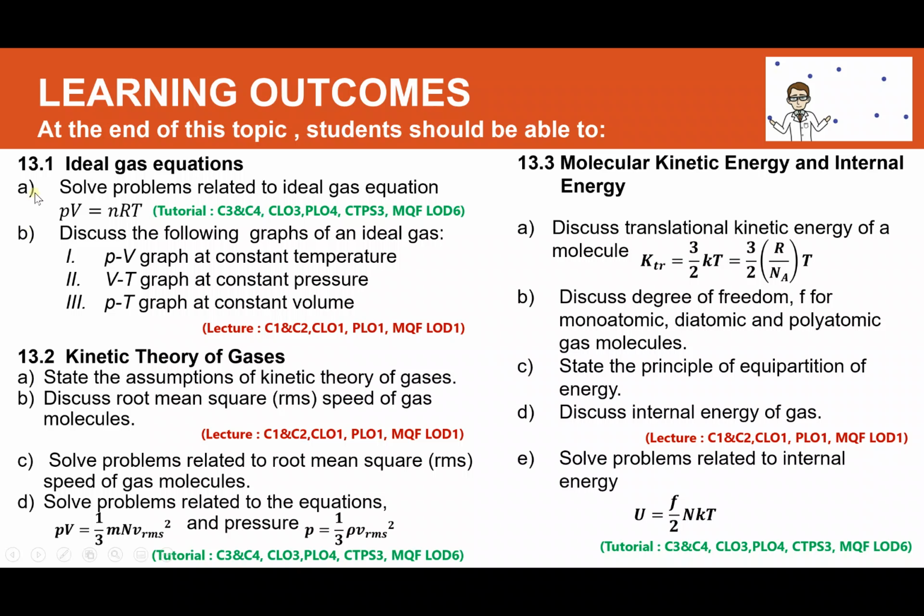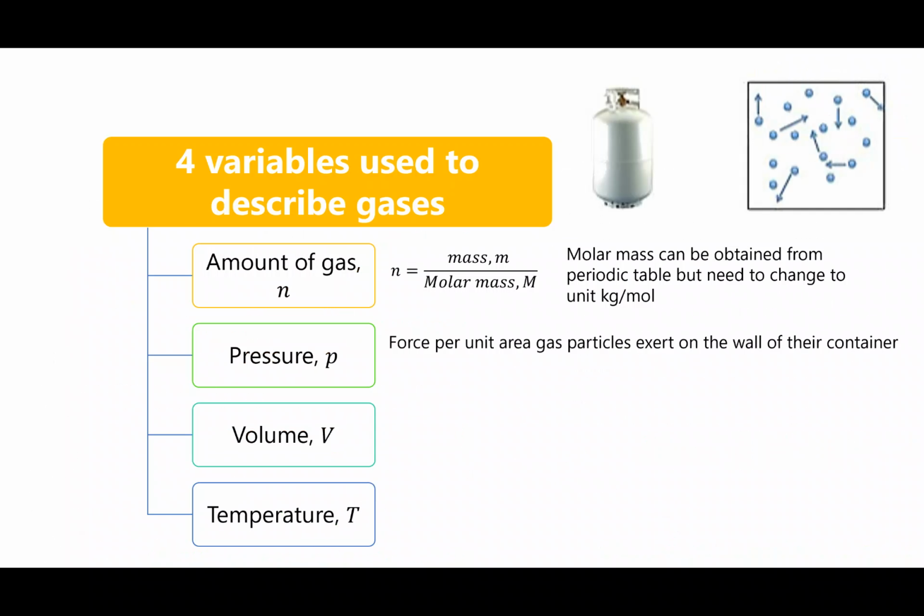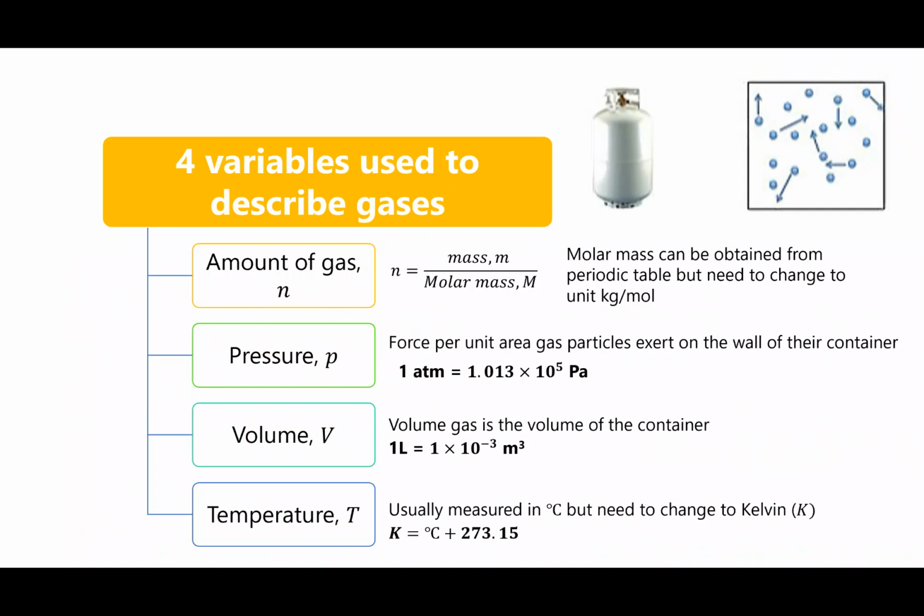So there are two parts for subtopic 13.1. We are going first to introductions to the ideal gas equation, which is PV equals nRT. And then after that, for part B, we are going to discuss the following graph of ideal gas. We have basically three graphs: PV graph, VT graph, and PT graph. Okay, so let's start with introductions of four important variables to be used in order to describe the gases.